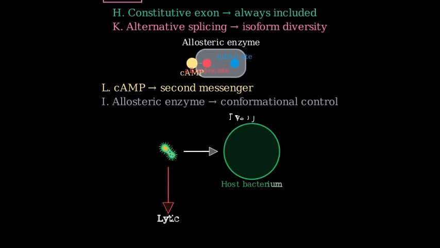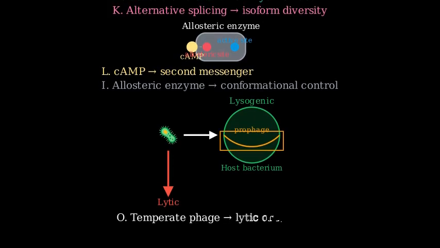O a temperate phage can choose between the lytic path, killing the host, or the lysogenic path, integrating as a prophage. O temperate phage, lytic or lysogenic life cycles.